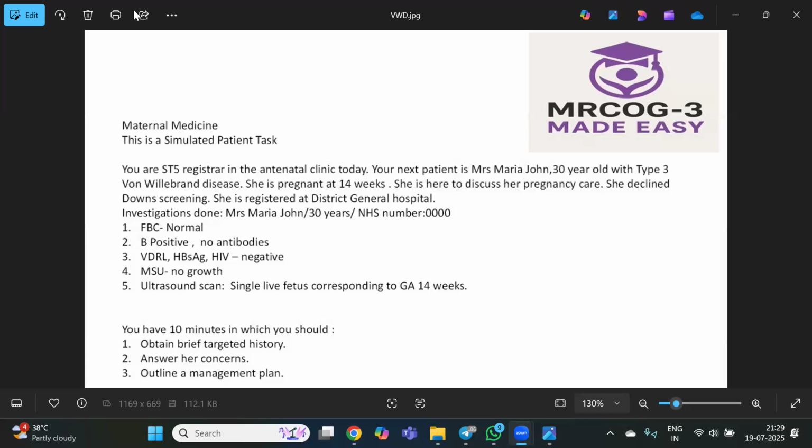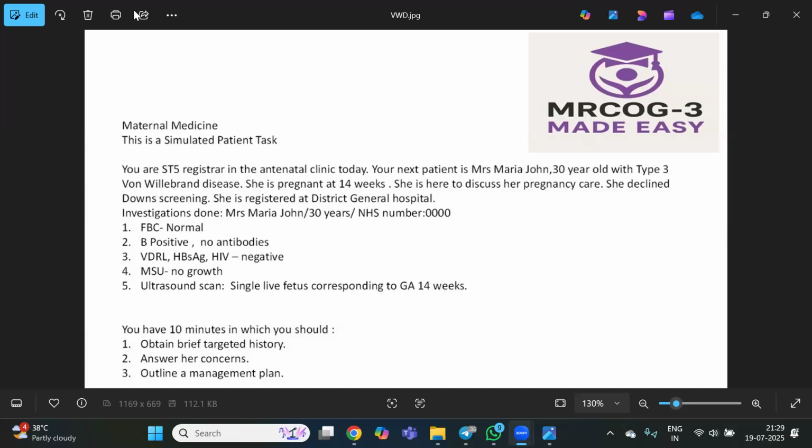First are the symptoms related to the medical condition. Then in the medical condition, you are supposed to ask when it was diagnosed. All these are common in every maternal medicine station. These are the common things you have to ask, so you can make a template and say the same points in every station.